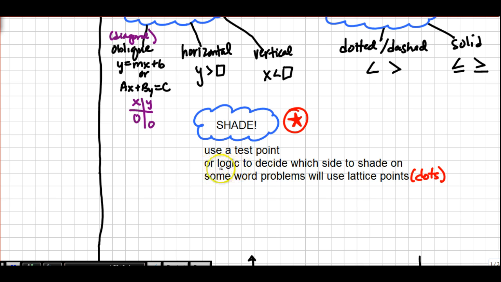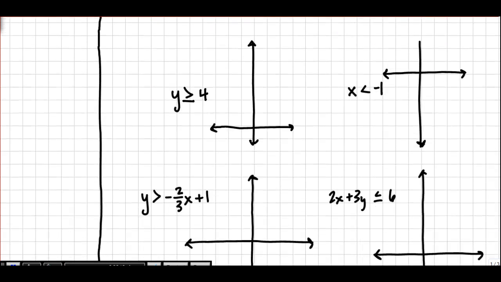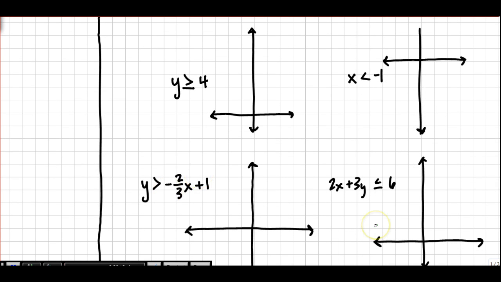Sometimes you can simply use logic. You can look at the way the equation is worded or the inequality is worded and you can tell which side to shade on. When you're not sure, you're going to use something called a test point. Typically, I use the point 0, 0 as my test point because 0 is really easy to multiply by, but know that you can use any point that's not on the boundary as your test point. Keep in mind that for some word problems you will not shade, you'll use what's called lattice points or dots, and I'll show an example of that at the end of the video. So we're going to do these 4 examples real quickly, and then I'm going to have students pause the video and try 4 more.